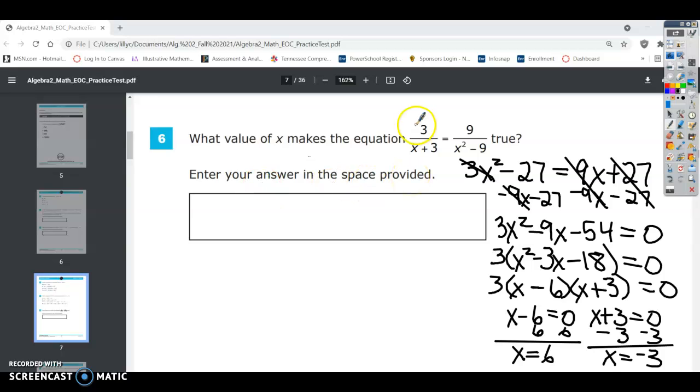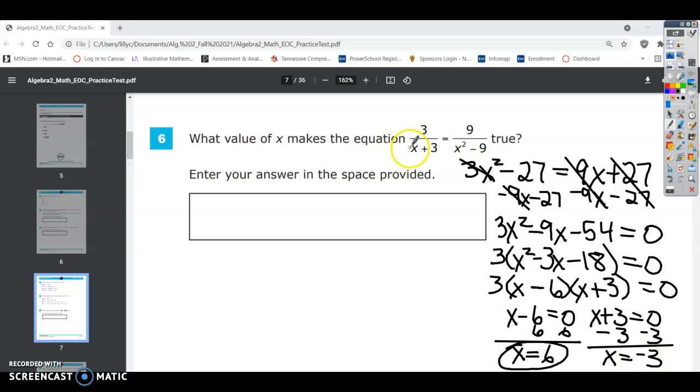Now, if you remember with rational expressions, rational equations, and radical equations, you have to check for extraneous solutions. So take this and plug it into the denominator and see if it works. 6 plus 3 is 9. 6 squared is 36, minus 9 is 27. So this one will work.